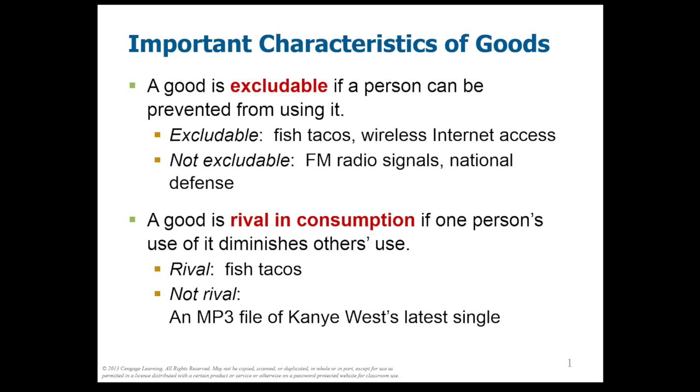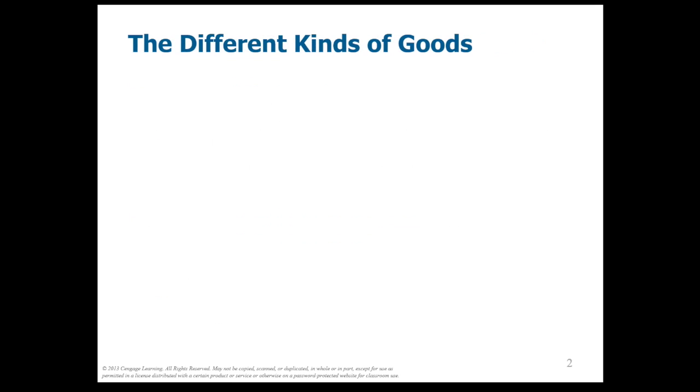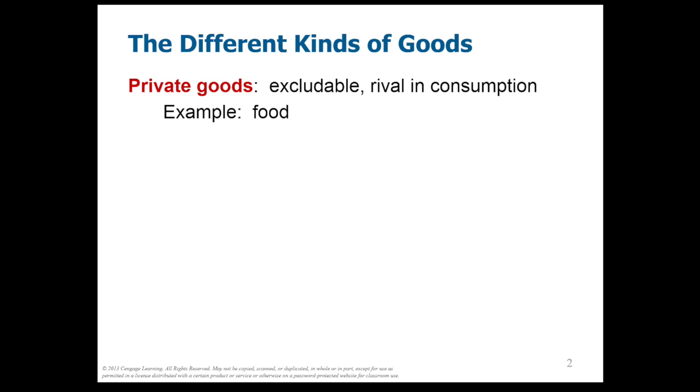But then, of course, there's not rival, like a download from the internet, right? If I download this song, you can still go and download it. It's not like eating a fish taco. All right, so there are actually four different kinds of goods. I'll throw them up here.